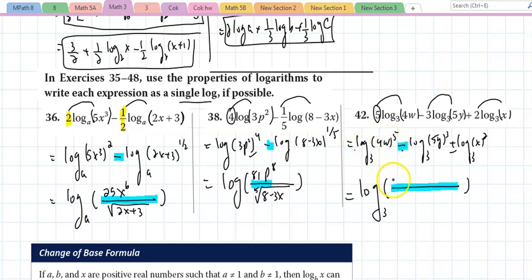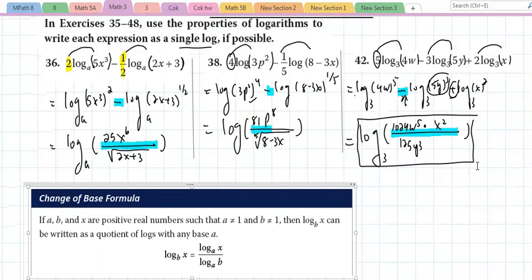This is positive. That is 4 to the 5th. What is that? 16 times 16. Oh, 16 times 16, 256. 256 times 4, 1024 w to the 5th. Since that's a minus, that's going to go in the denominator. That would be 125y cubed. Since that's a plus, that's going to be x squared. And there it is, one shot. You don't have to do it one shot, but I suggest you practice until you get there.